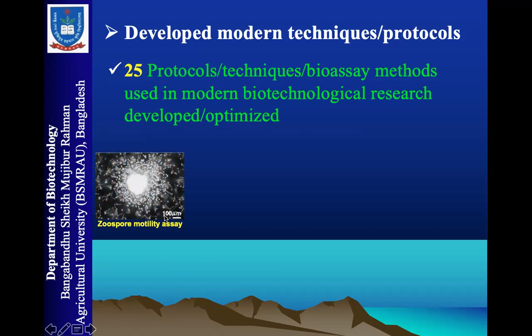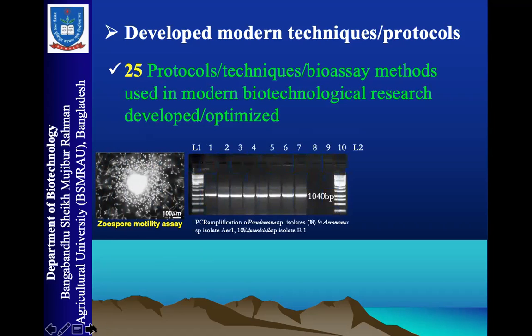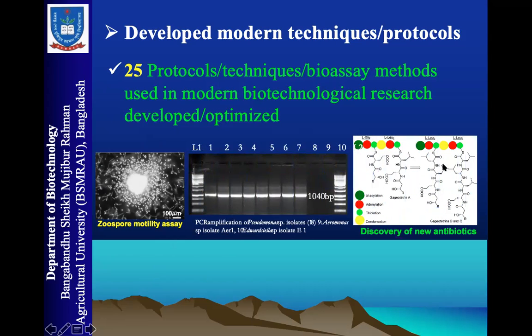we optimized them. For example, we have a very interesting method to test any biologically active compound on the pathogenic zoospore: you simply look under the microscope and you can understand whether the compound has any effect on the zoosporic phytopathogen. Zoosporic phytopathogens are the largest group of phytopathogens, and they are the number one pathogen. For example, Phytophthora is the number one pathogen in the world. And we developed PCR protocols for detecting different microorganisms.